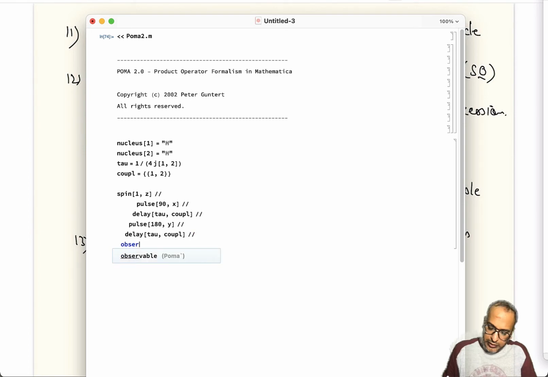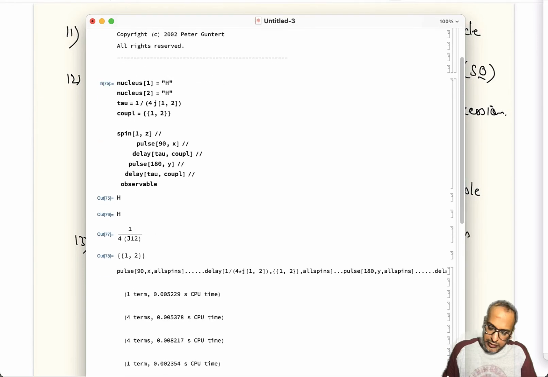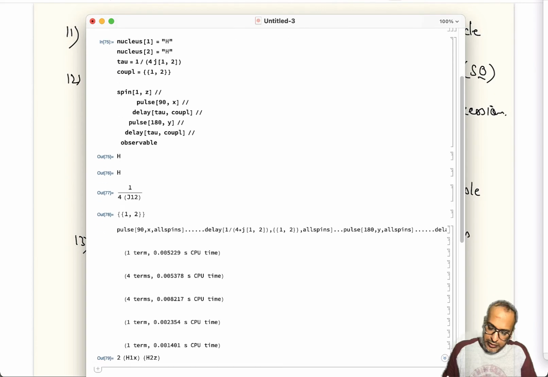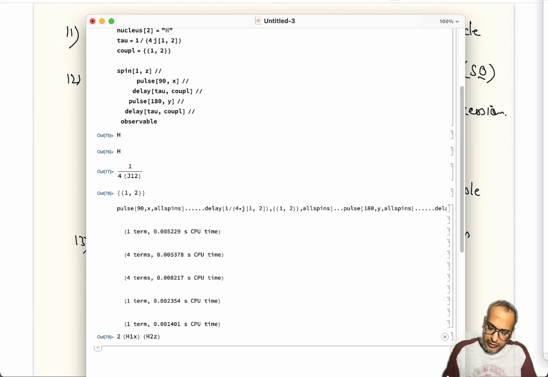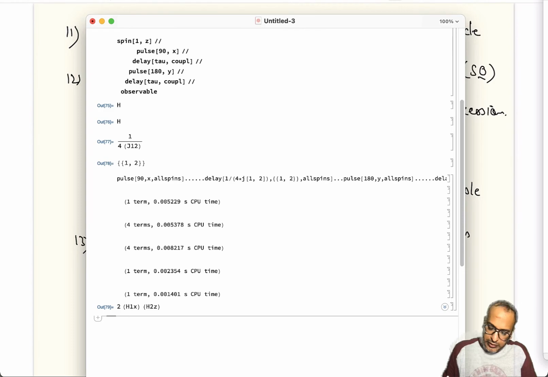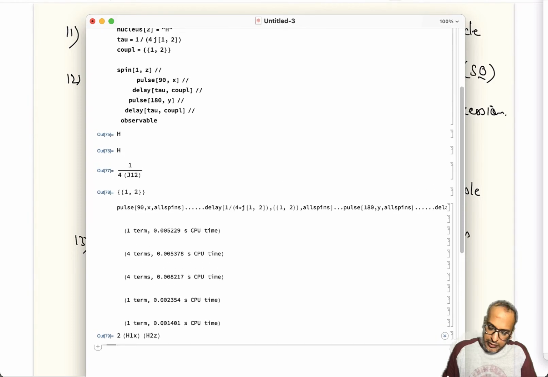And then we will say observable, just in case. Now after observable, you have to press shift enter to execute the cells, and as soon as you do that, you see that it does some calculation, basically the same calculation that you have been doing by hand, and then it spits out the density operator as 2h1x h2z. That is the antiphase term in spin 1 with respect to the second spin, right? So 2h1x h2z, but it does not tell you how the density operator has evolved.